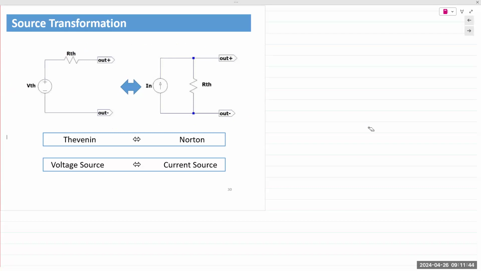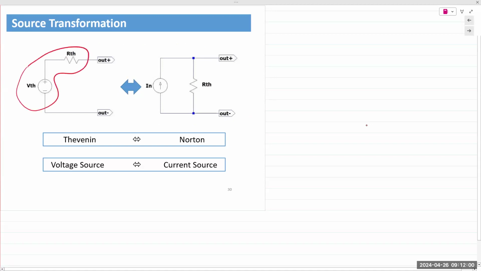So if you have a voltage source in a circuit, you can transform it into a current source and vice versa, back and forth. And in some cases, it is a useful technique. So we'll go over an example after this. But the thing to keep in mind is that the Thevenin circuit is a voltage source in series with a resistor, and the current source is in parallel with that resistor. Okay. So certain conditions have to be met in order to apply source transformation.